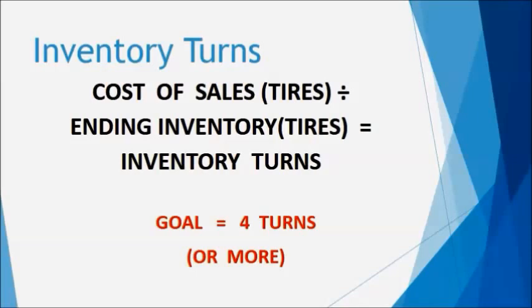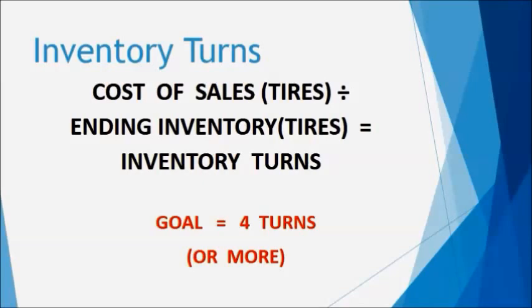If you happen to want to look at it each quarter, then at the end of March, you would take cost of sales times 4. At the end of June, times 2, and so on. So it's always cost of sales annualized divided by ending inventory, and that gives you inventory turns.